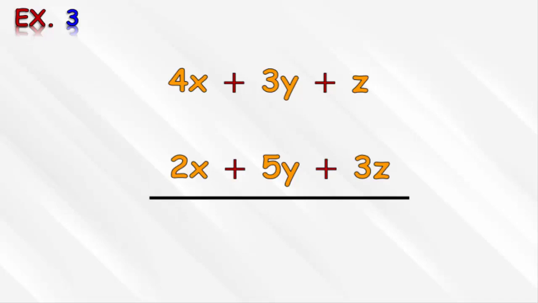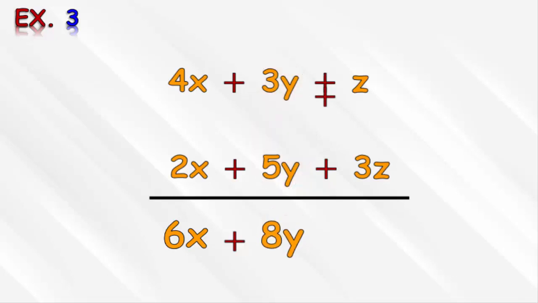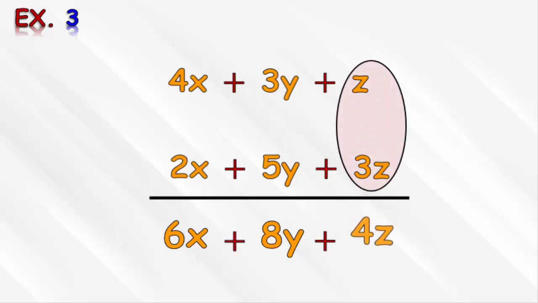Now, we will start adding the coefficient of the first terms. 4x plus 2x equals 6x. Then we add the coefficients of the second term. 3y plus 5y equals 8y. Then we add the coefficient of the third term. 1z plus 3z equals 4z. So, the summation of these two expressions is 6x plus 8y plus 4z.